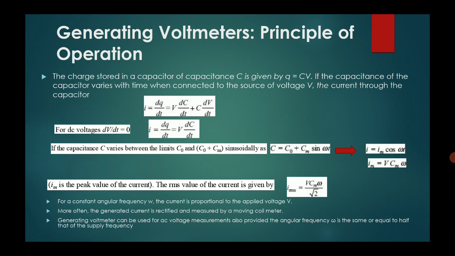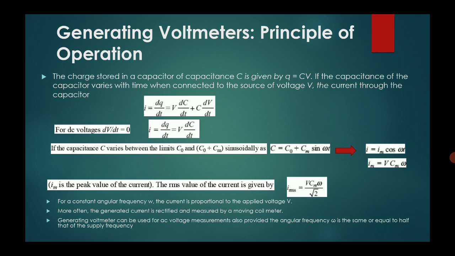V Cm omega by root 2. So if you remember your circuit theory, the current through the capacitor is given by C into dv/dt, but here since the capacitance is also changing, we use V into dC/dt plus C into dv/dt. But here there is no change in the voltage, rather the capacitance changes. Now depending on the change in the capacitance, we are getting the current, and hence the current is given as V dC/dt. Okay, so for a constant angular frequency omega, the current is proportional to the applied voltage V.